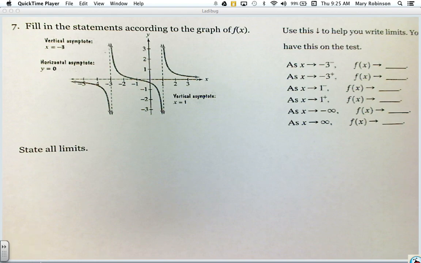Hi, this is Ms. Robinson going over problem number 7 from the honors test review on limits.